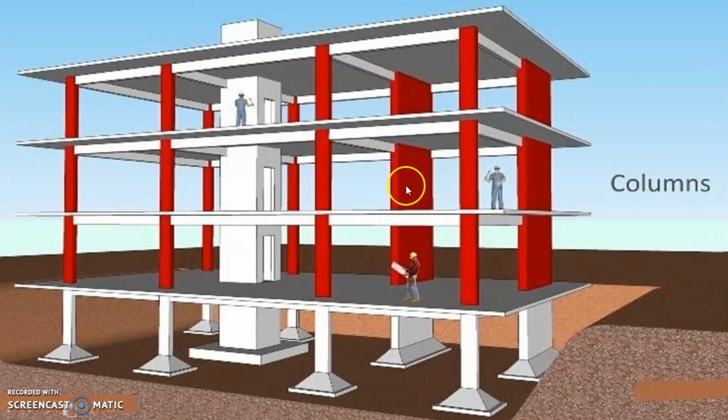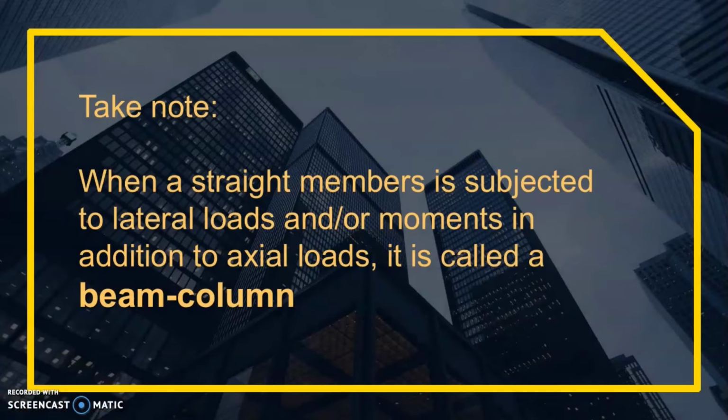And itong malapad na wall, ang tawag dyan is shear wall. So, load-bearing wall din siya, kaya pwede din siyang tawaging column. Take note, when a straight member is subjected to lateral loads and or moments in addition to axial loads, it is called a beam column. Ibig sabihin, kung yung column natin, hindi lang axial load yung dinadala niya, meron ding moment, so ang tawag sa kanya is a beam column.